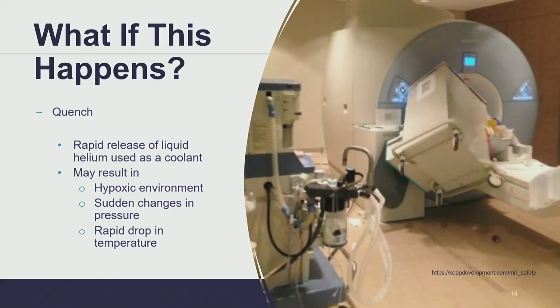So what happens if this happens? How do you get whatever gets sucked into the machine off of the machine? And you have to do what's called a quench. So quench is a rapid release of the liquid helium that is used as a coolant for this large electromagnet that obviously generates a lot of heat. If you quench a magnet, you're going to have a couple things happen. So it's liquid helium, it's rapidly released, and you may have a hypoxic environment as that helium is released. There can be sudden changes in atmospheric pressure and a rapid drop in temperature in the area.